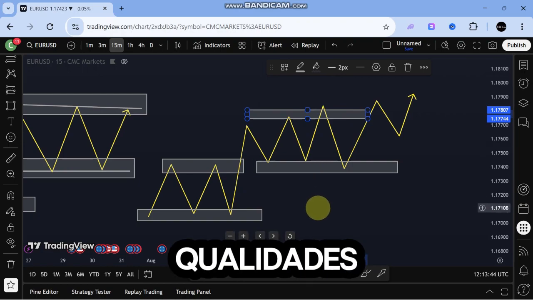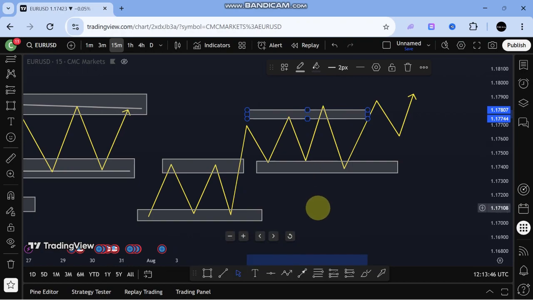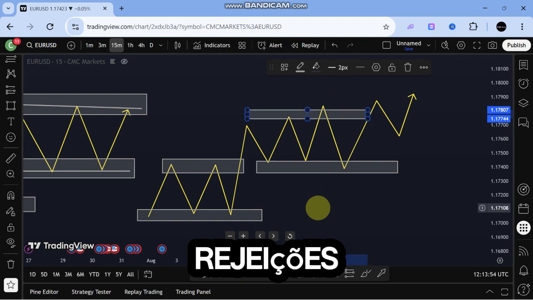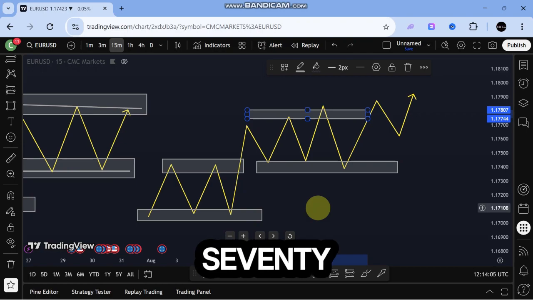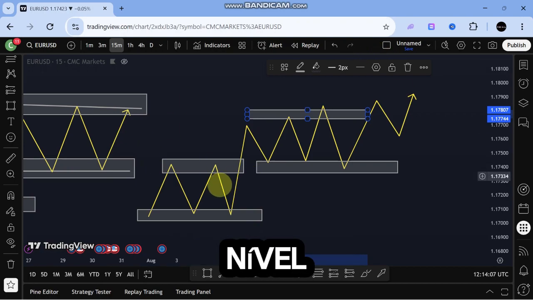So there are some qualities of a good support and resistance. One of the qualities is that a good support and resistance level should show multiple rejections. Multiple rejection means that price must bounce off from that place more than once, either two times or three times. Same thing for a resistance level: a good resistance level will reject price more than once.